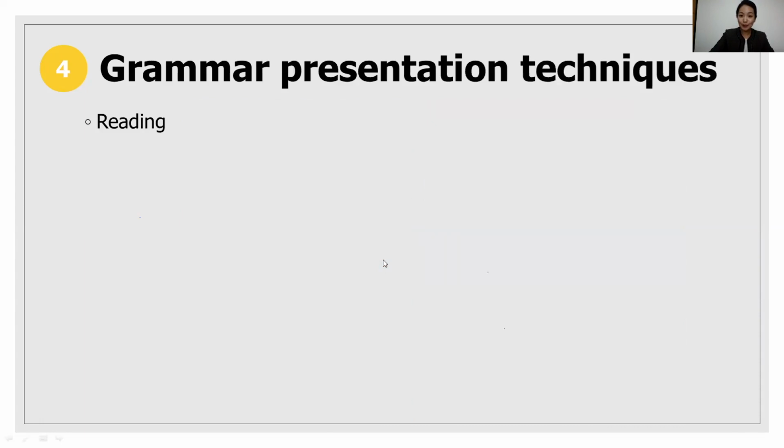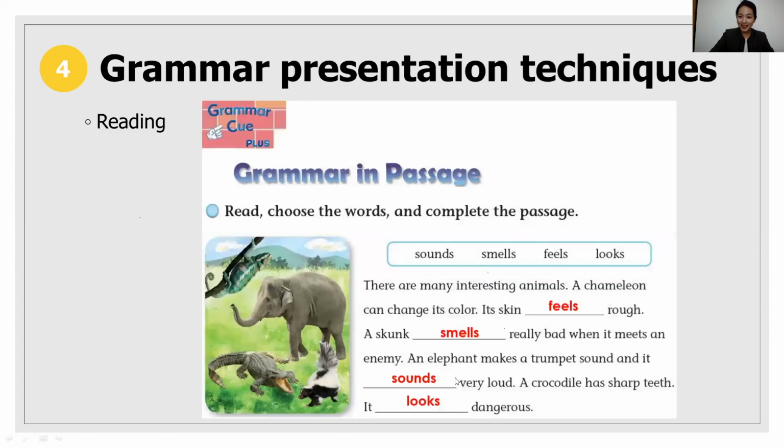In a grammar book, using a passage and reading like this, they have to fill in the correct words, and the students can focus on it, yes, we read every day. Very good. Reading is very important for learning a language in a new way. So this is an example of the grammar cue. Okay, very good.